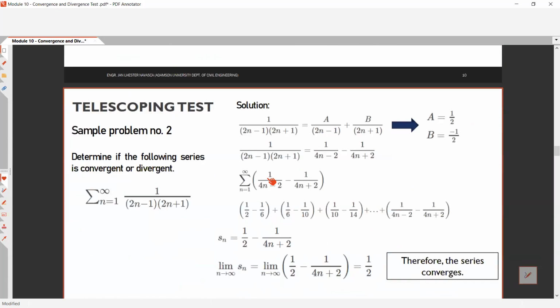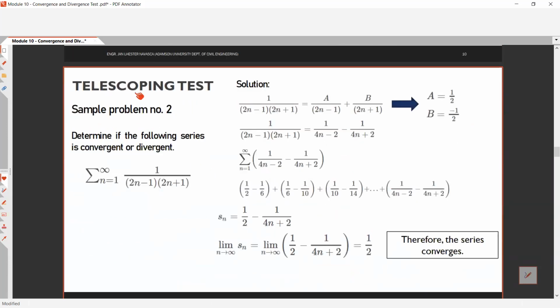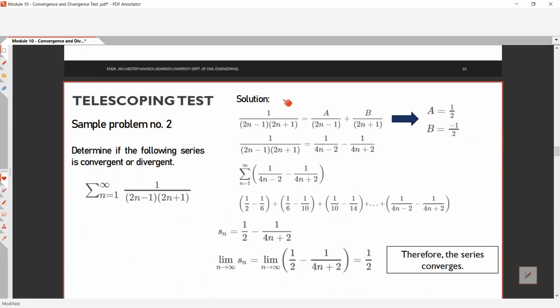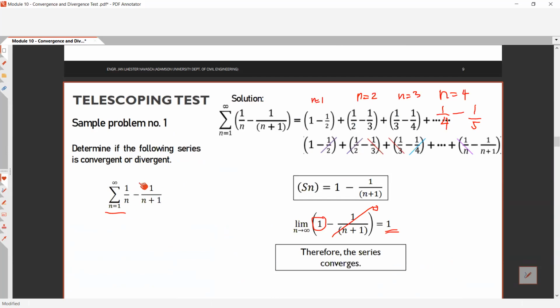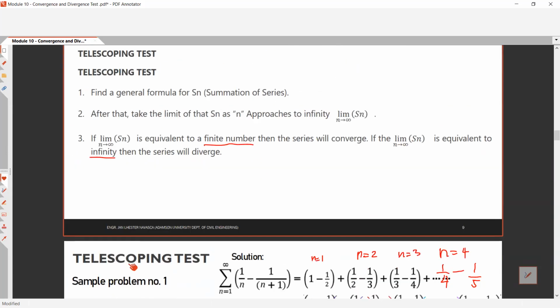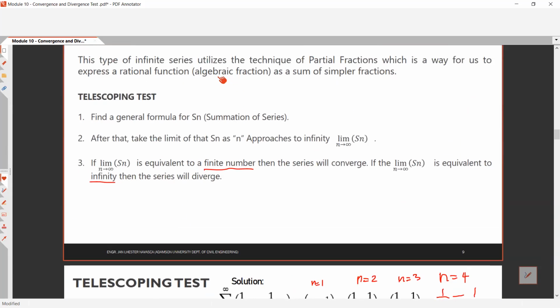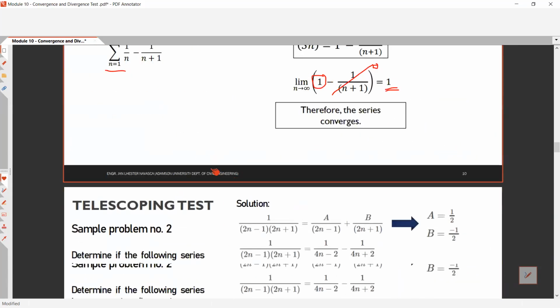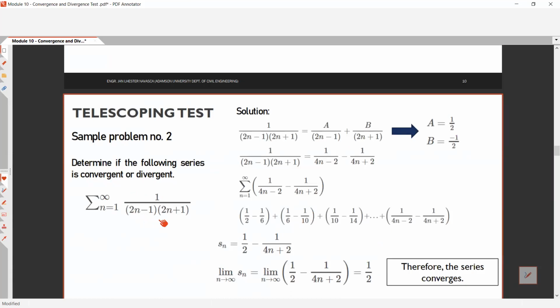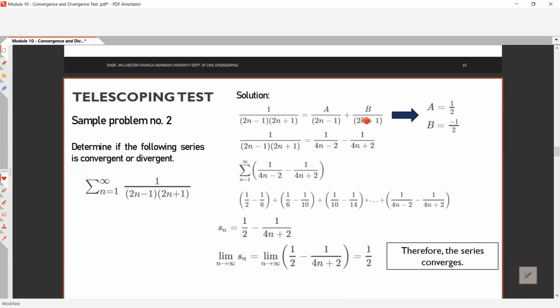So next, sample problem. Using your telescoping test, determine if the following series is converging or diverging. Let's say we have the series 1 over 2n minus 1 multiplied by 2n plus 1, from n equals 1 approaching infinity. So the solution, sabi niya dito kasi hindi na tayo nag-partial fraction since yung buong term is naka simple algebraic fractions na. However, if nakaganto siya, one fraction term, then you will take the partial fraction of the series para nagkahiwa-hiwalay siya.